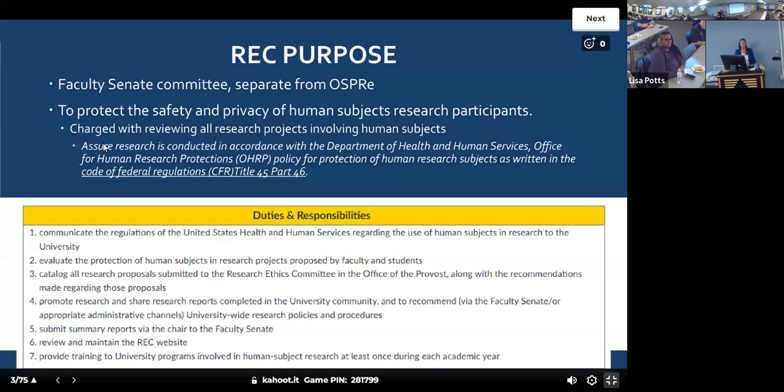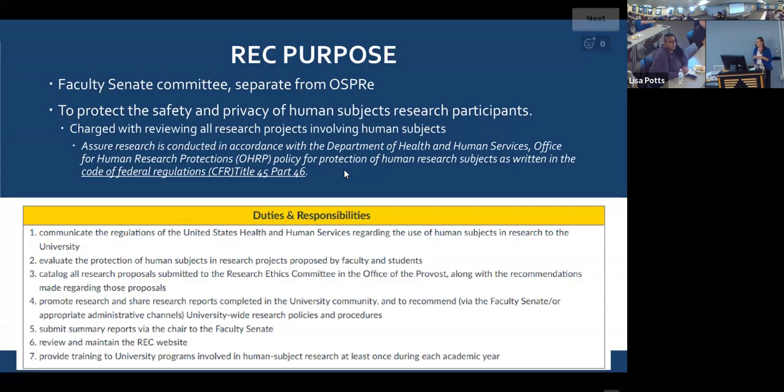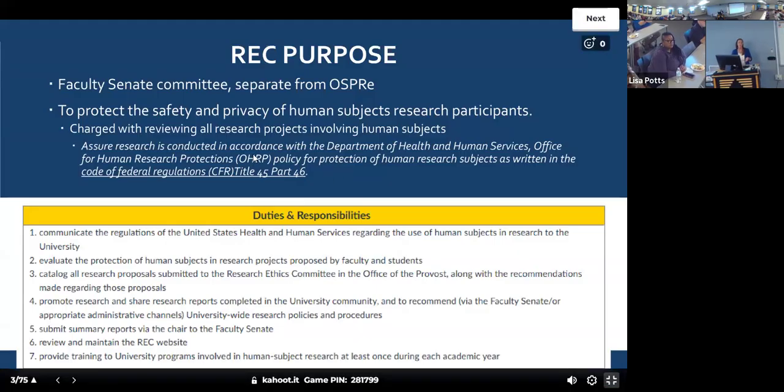And then essentially, we are making sure that the research that's conducted here is in accordance with the federal regulations from the Department of Health and Human Services that are governed by the Office for Human Research Protections, so OHRP. So if you see OHRP throughout, or if I say that, that's what we're talking about, where the regulations are found.